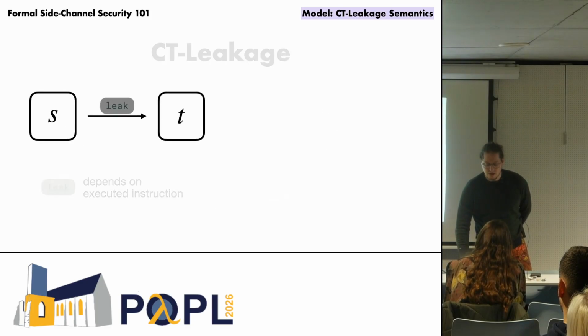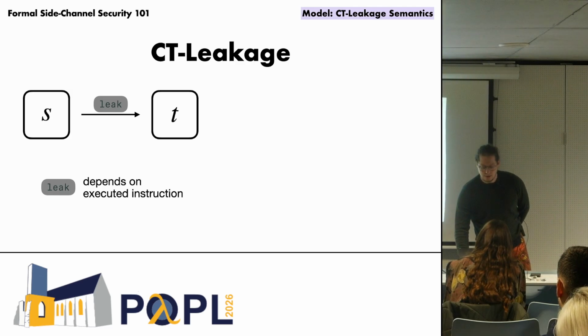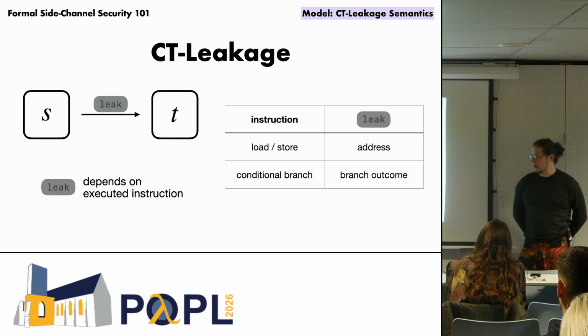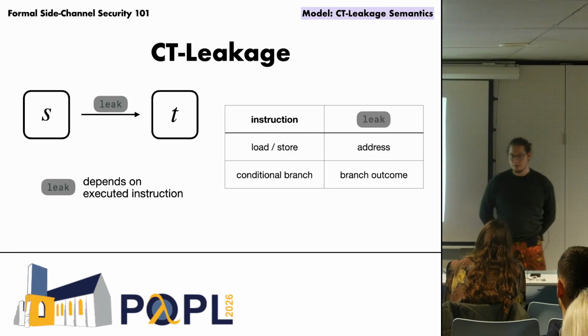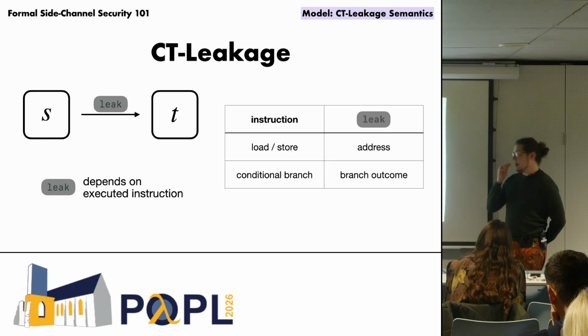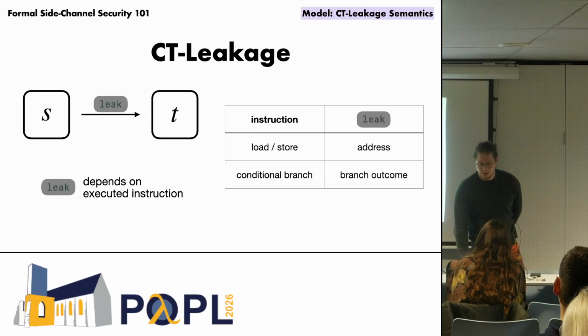That depends on the leakage model that you're looking at. In the case of constant time leakage, this depends on the executed instruction at each step. Being a load or store, it will leak the memory address of the load or store through the cache. Or for conditional branches, you will see the branch outcome in the microarchitecture.